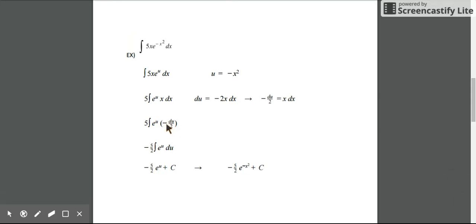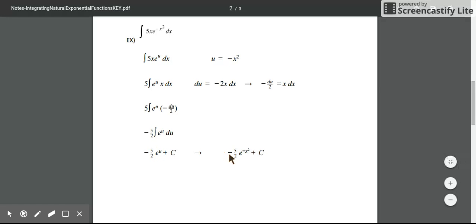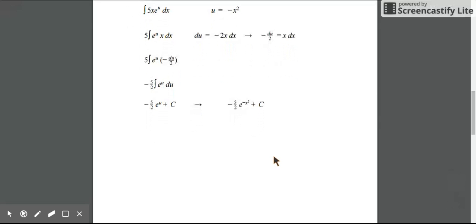And now I can take that negative 1/2 constant, shift it out to the front, and multiply it by that 5 that's already there. So we got negative 5/2 out front now. And now we have our identity, e to the u du. We can integrate using our rule, and we just get e to the u plus c, multiply that negative 5/2 back in, and then back substitute our u value, which was negative x squared, and we're done.